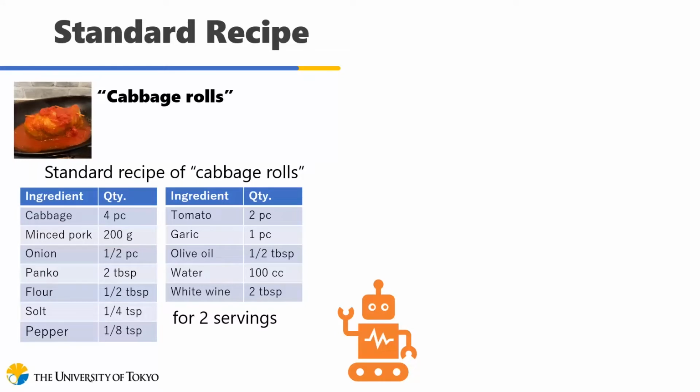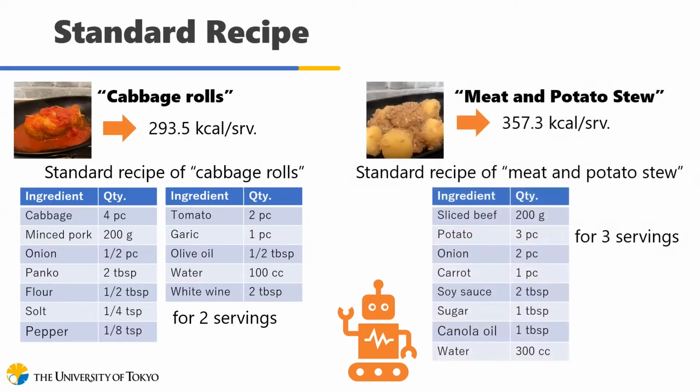For example, if the dish in the photo is recognized as cabbage rolls, the application records 293.5 kilocalories per serving by referring to the standard recipe for cabbage rolls. On the other hand, if the photo is recognized as a meat and potato stew, the application would refer to the standard recipe for meat and potato stew and estimate that the dish has 357.3 kilocalories.